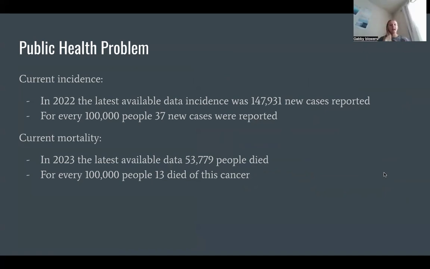So the public health problem that is colorectal cancer: the current incidence in 2022, which was the latest available data according to the CDC, was about 147,931 new cases reported, which means for every 100,000 people, 37 new cases were reported. The current mortality, this one was in 2023, again the latest available data according to the CDC, was 53,779 people who died, which means for every 100,000 people, 13 died of this cancer.